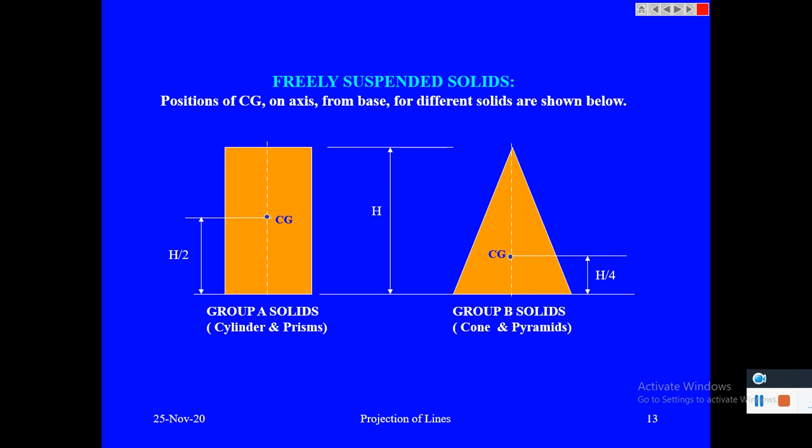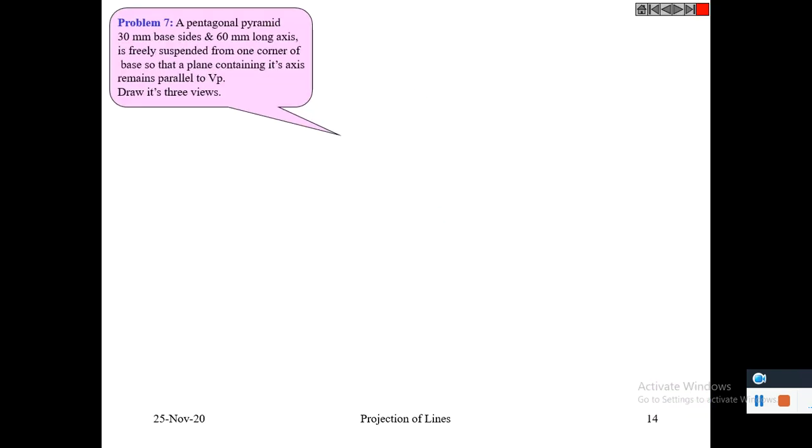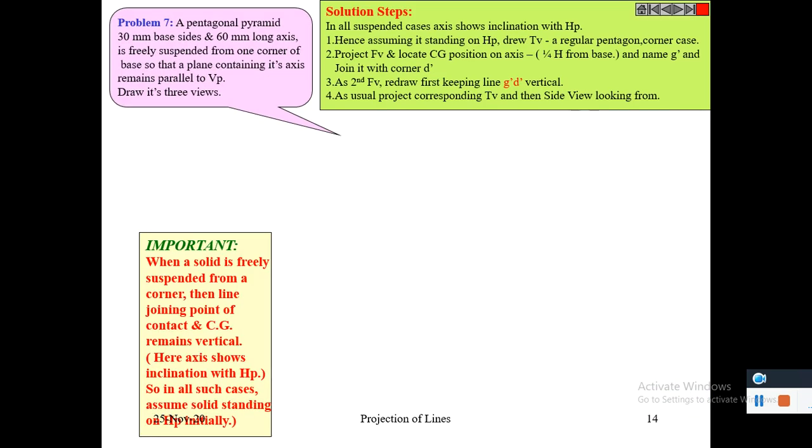Next we pass on to freely suspended solids. The position of center of gravity on axis from base for different solids are shown below. For a cylinder and prisms, it will be at the middle of the height, or h by 2. For cone and pyramids it is h by 4. That point has to be noted.